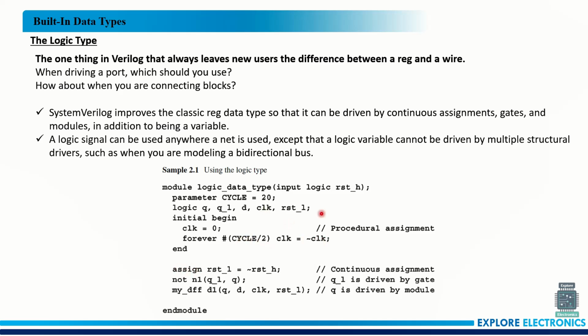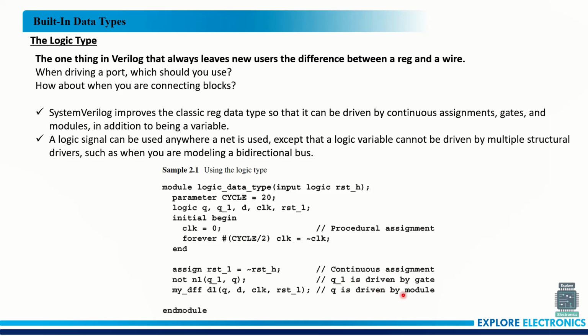And also we can use this rst_l as a logic type to directly assign using continuous assignment. This is using clock, which is declared as logic, in a procedural assignment between initial begin end, and this is a continuous assignment. You can see here assign RSTL is equal to not of RSTH, and this is a gate type, meaning the gate level, and this is instantiation. So all these indicate logic data type can be used even in the procedural assignment and continuous assignment.